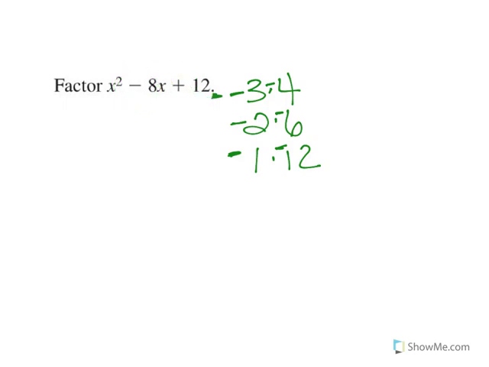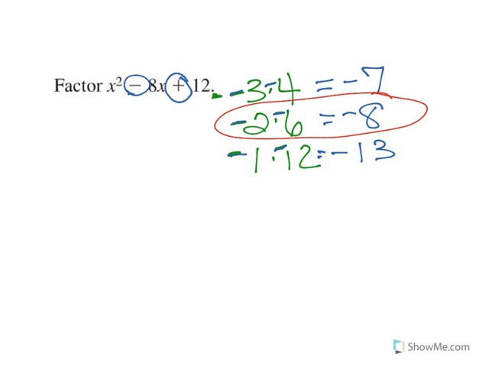I'm going to erase some of my scribbles. So again, if B is negative and C is positive, then both of your factor pairs need to be negative to be able to get that. And then when we add them up, negative 3 times negative 4 is negative 7. Negative 2 times negative 6 is negative 8. Negative 1 times negative 12 is negative 13. Which means that this guy right here is the one that adds up to be our B.